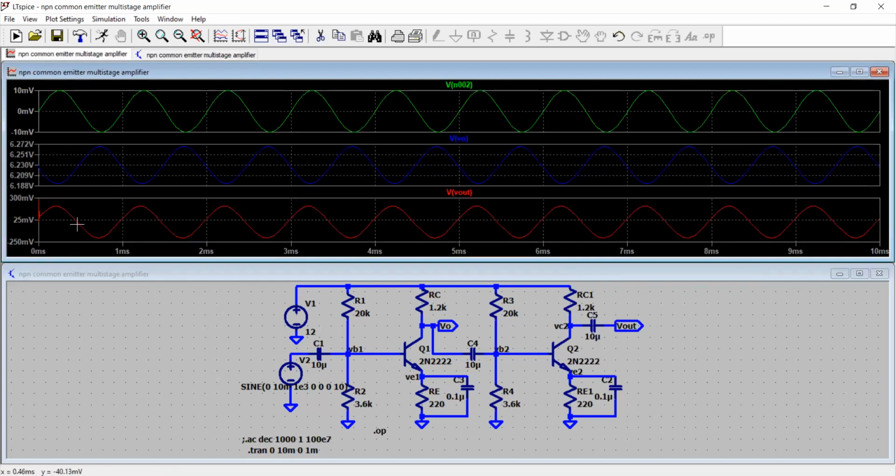Now how much is my output here? So you see, for example, I'm starting with the 0, and let me zoom in this portion.